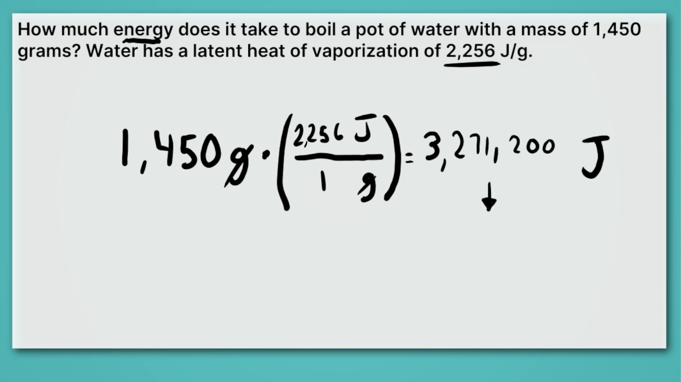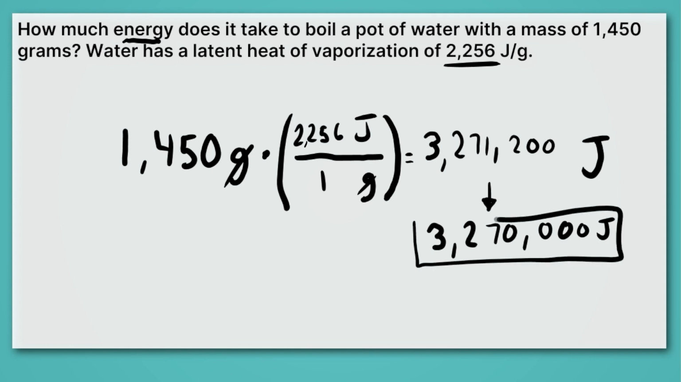And of course, we want to round that for sig figs. And when we round that for sig figs, because our mass has 3 sig figs, we'll want to keep 3 sig figs here. So 327, and then we'll add our place-holding zeros to make that number just about the same. So it takes 3,270,000 joules to boil a pot of water with a mass of 1,450 grams.